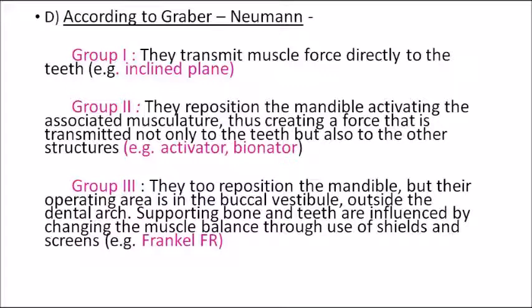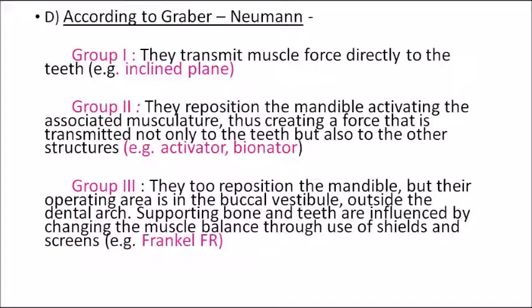So group 1 was those appliances where the force is transmitted directly to the teeth. That includes your inclined plane. Now group 2 is those appliances which are placed inside the mouth. Once they are placed inside the mouth, they will displace the mandible. When your mandible is getting displaced, that will stretch the associated musculature. That stretching of the musculature creates a force which is transmitted not only to the dentition but also to the adjoining structures. Now that is your group 2.